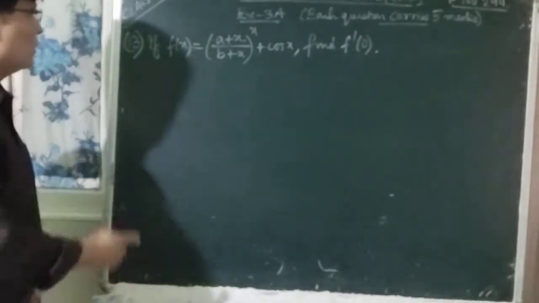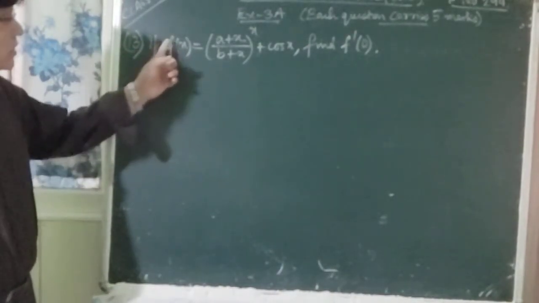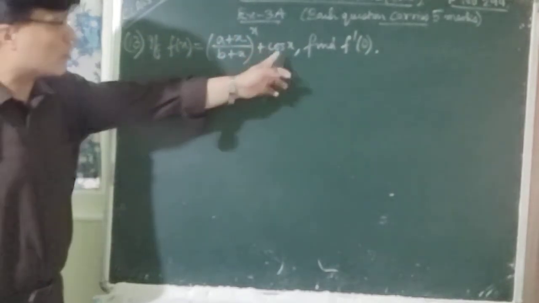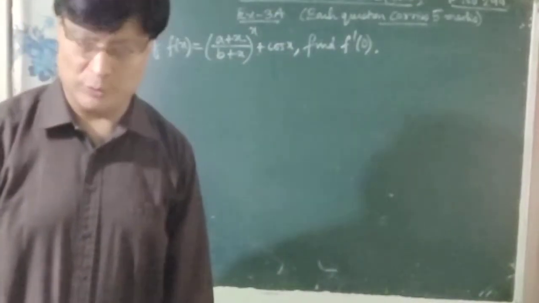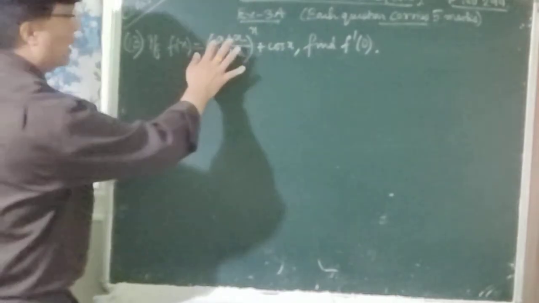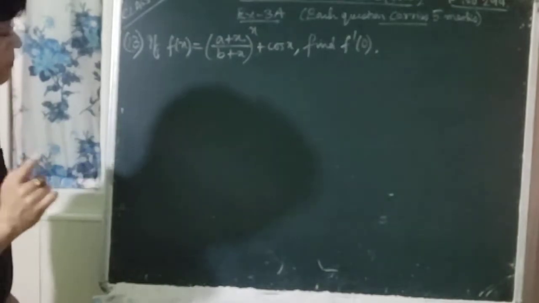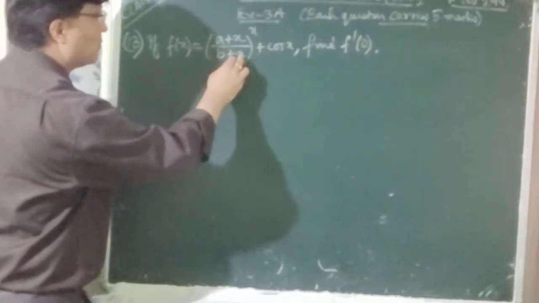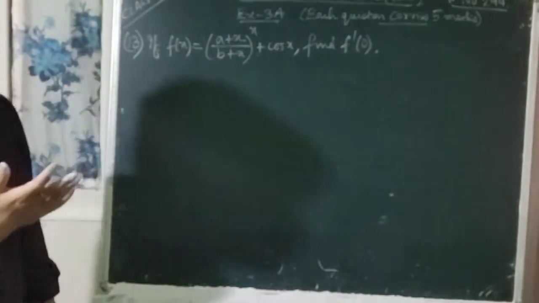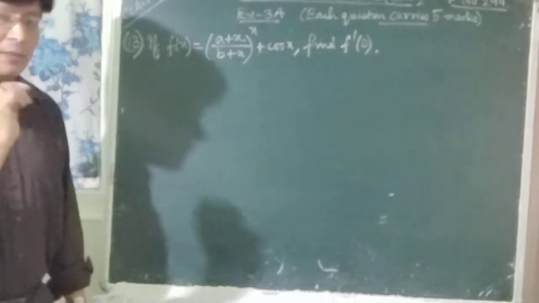So now we'll do the next question, that is question number 13. If f of x, function of x, is equal to a plus x upon b plus x whole to the power x plus cos x, find f dash of 0. Now in this case, for the first function a plus x upon b plus x whole to the power x, we need log here, because this a plus x upon b plus x is the base and this x is the power. Both base and the power contain the variable x, so you cannot directly differentiate it.